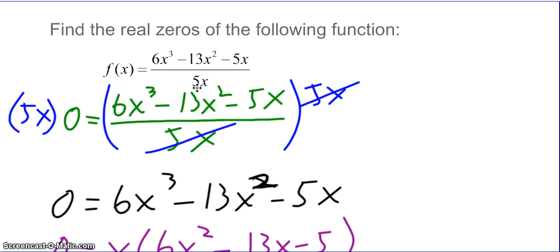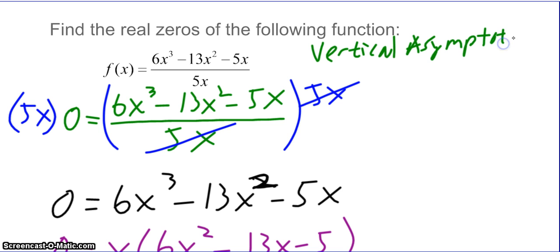I know because if I look back at the original function, I had a 5x in the denominator. You may not remember everything about asymptotes, but that tells me that I have a vertical asymptote at x equals 0. And I cannot have an asymptote and a 0 at the same location. So therefore, x equals 0 is going to be a vertical asymptote. It is not going to be a 0.